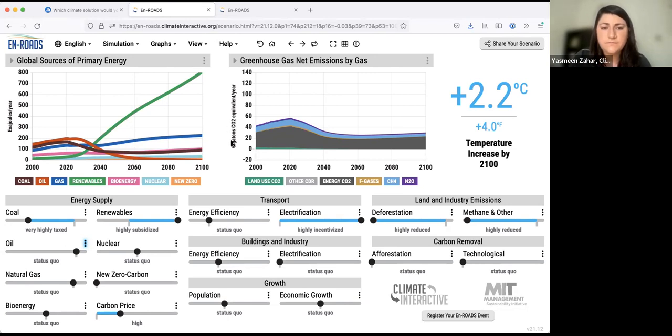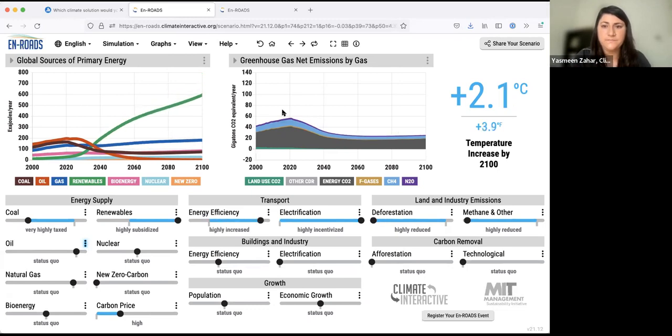And so when we talk about energy efficiency, and we can test it both for transport and buildings, we're just talking about overall using less energy. So again, that's going to look different based on the current scenario that we're in. Here we're using a lot of renewable energy. So when we increase the energy efficiency, all the energy supplies go down, which includes renewable energy. It just makes the overall energy demand go down. So we're seeing that have a positive impact on temperature. That got us down from 2.2 to 2.1.